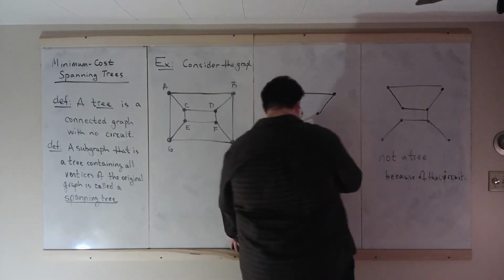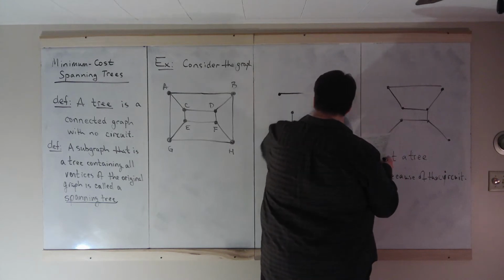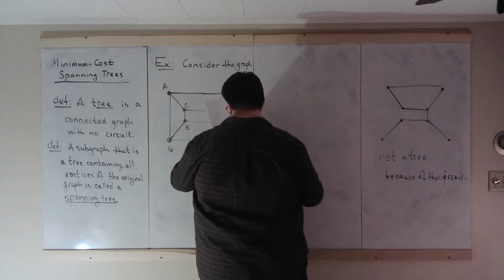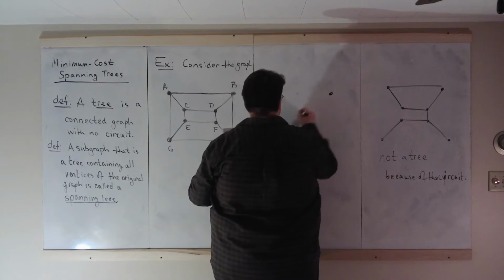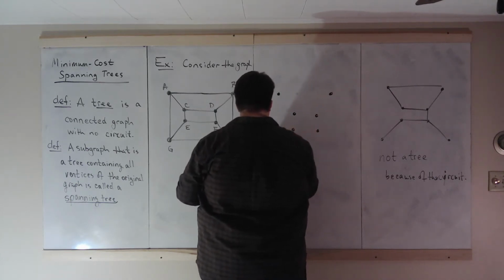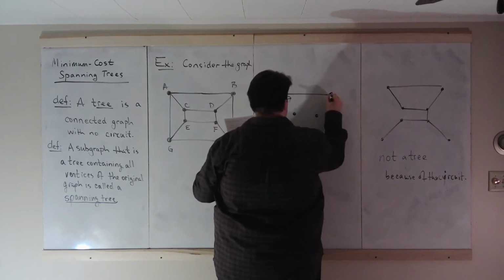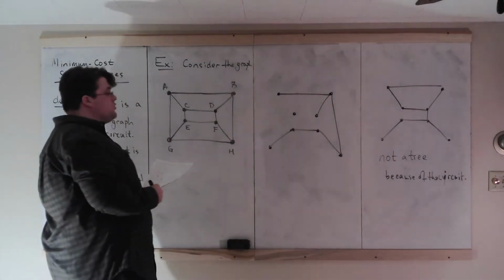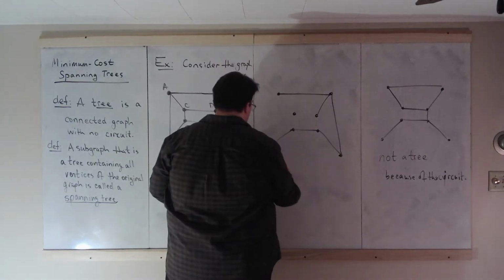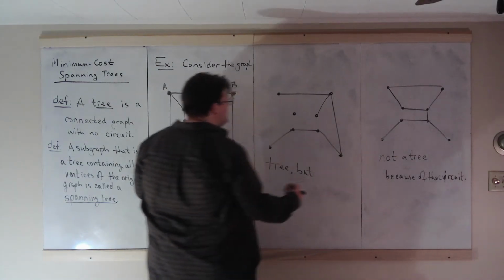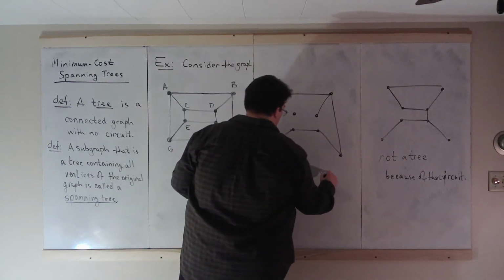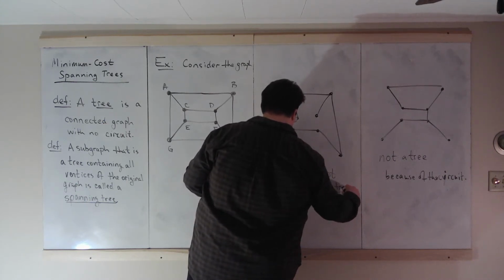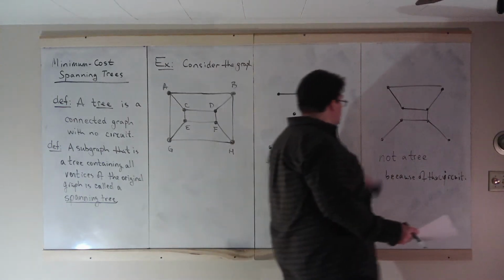So it's not a tree because of the circuit up there. What about this next subgraph? So we again have those eight vertices. What about this one right there? Well, that is a tree. There are no cycles, and it's in one piece. So tree, but it's not a spanning tree because it doesn't hit this vertex. So a spanning tree is a tree that hits all vertices.